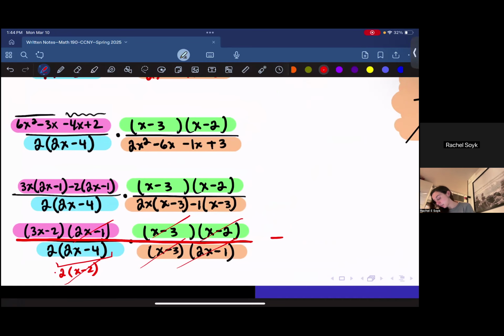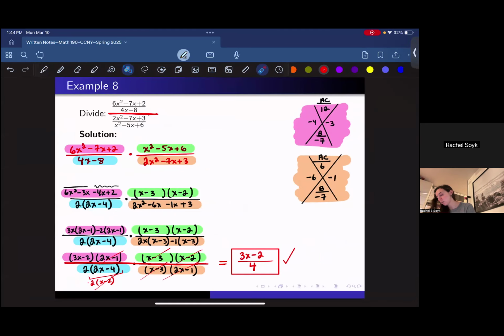So when we look at what's left, our numerator is just 3x minus 2 all over. We have 2 times 2 gives you 4. And that's it. Everything else canceled out beautifully. So crazy how this complex fraction just ends up simplifying to a binomial divided by a constant.